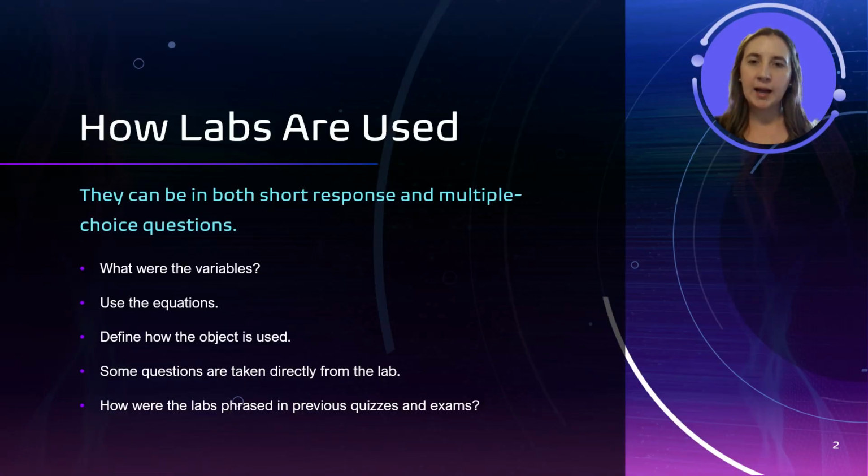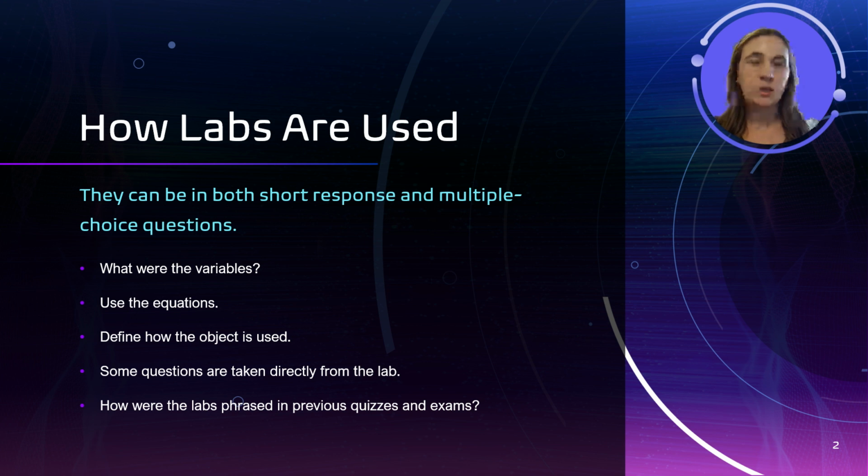So in general, lab questions are going to discuss, what were the variables? You could be asked what was the independent variable, dependent variable, or constant used in a specific lab, so make sure you review those. Sometimes you're asked to utilize an equation that was used in the lab. So for example, chemistry students, in our calorimeter lab, we found the value of Q, so you may be asked to do that again.